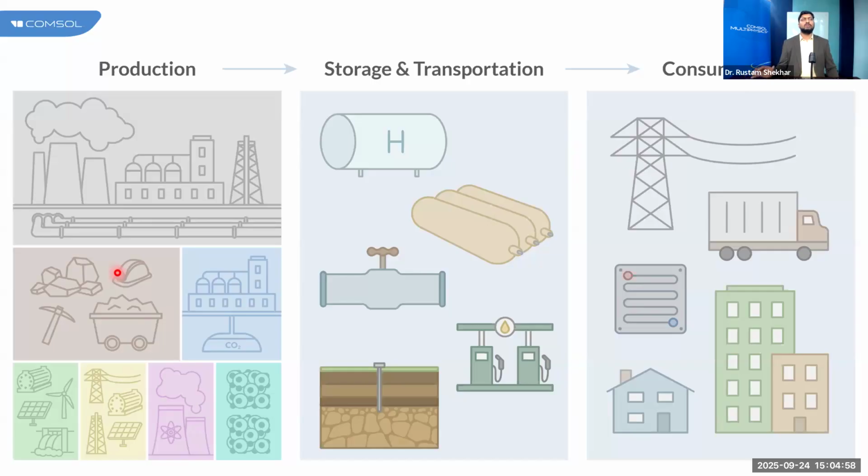So we can talk about this complete ecosystem where we see production, consumption, storage, and transportation. Here we will focus on production of green hydrogen, which can be done by electrolyzers, and then we want to use it in fuel cells. So we'll see how modeling can help you predict the performance and the life of those particular devices.